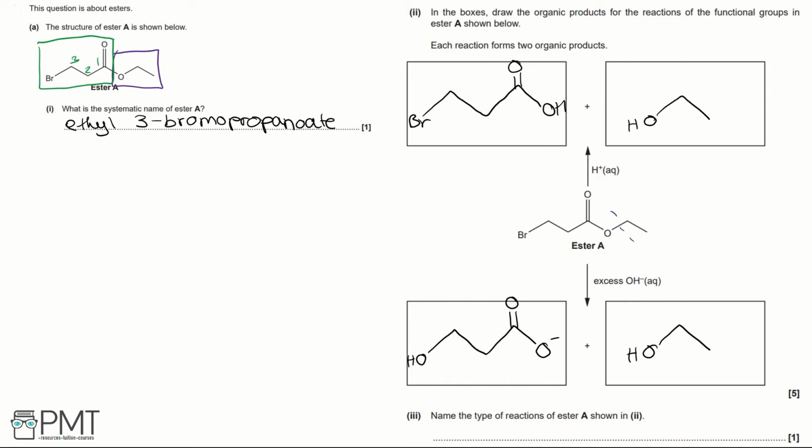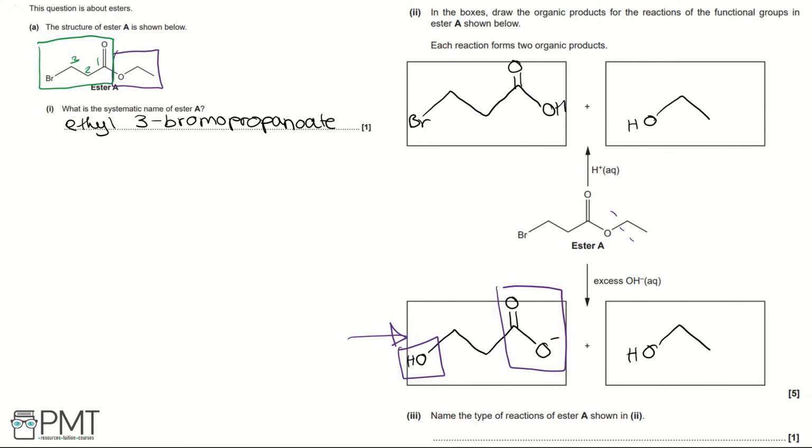To get the 5 marks for this question, you get a mark for each correct organic product and an extra mark for having the organic product with excess OH- correct, because you're reacting 2 parts of ester A with excess OH-, and so you get 2 marks for each part of ester A that you have correctly reacted with excess OH-. So that would be the carboxylic acid group and the bromine group.